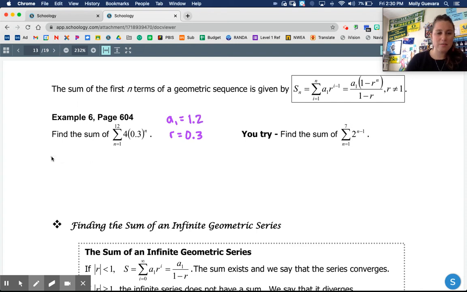Once I have that info, I can just say, hey, the sum of the first 12 numbers is equal to the first term, which is 1.2, times 1 minus 0.3 to the 12th, all over 1 minus 0.3. And it's just something that we can straight enter into our calculators.